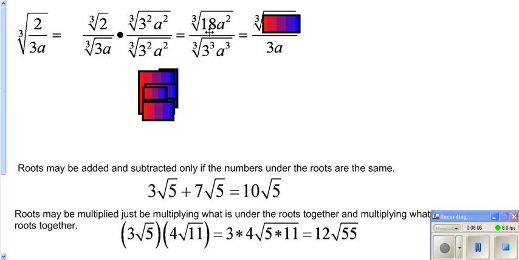18 is a 2 times a 9, and 9 is 3 squared, but we're dealing with a cube root, not a square root, so there's really nothing we can do to simplify the top.